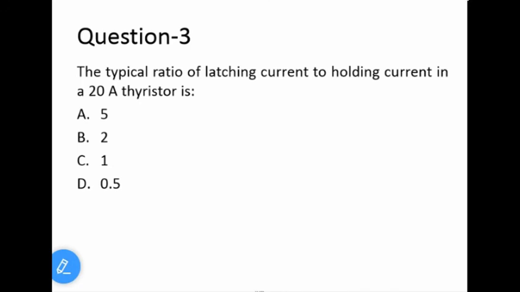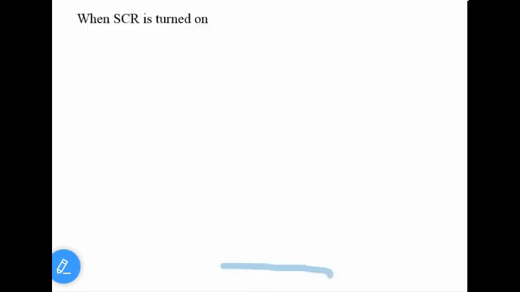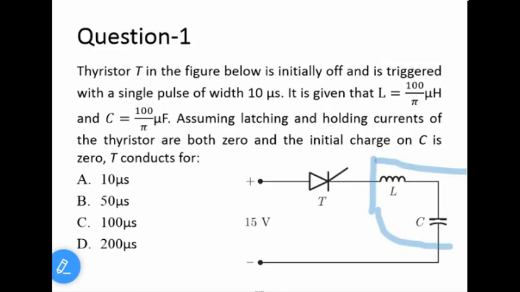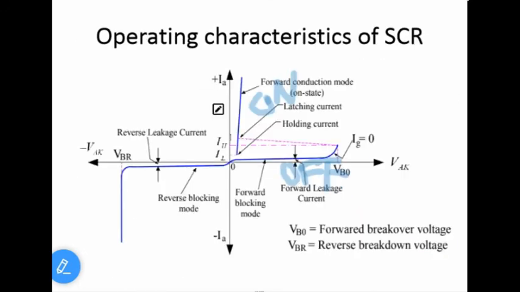Now, the typical ratio of latching current to holding current in a 20 amp thyristor is. Here, this is the latching current, the first one, and the below one is the holding current. So it is wrongly written here. This is latching current. This is holding current.